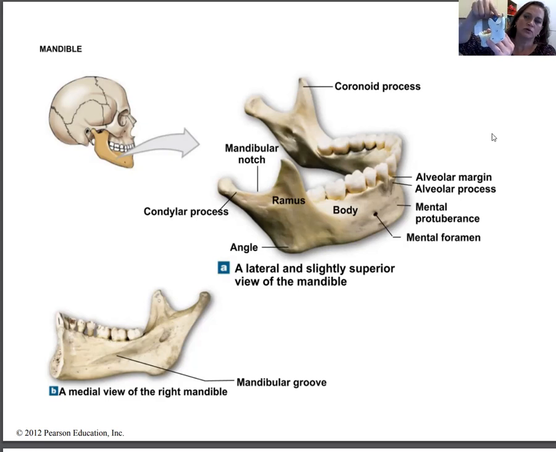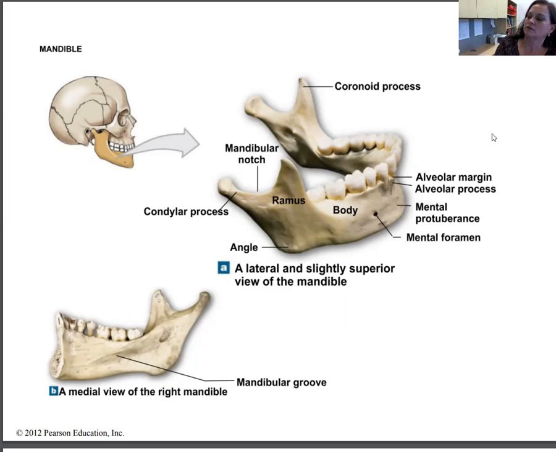Then you have the two grooves. Those grooves are called your mandibular notches. Then you have this area here called the ramus. And where it takes this turn here is the angle. Then when you look on the front, all of this is the body.